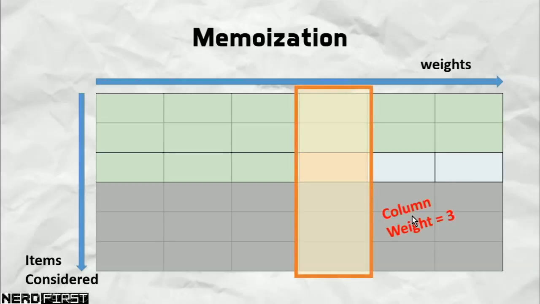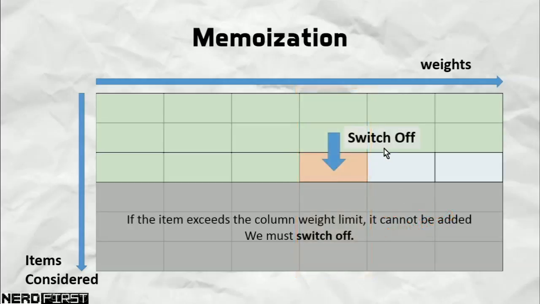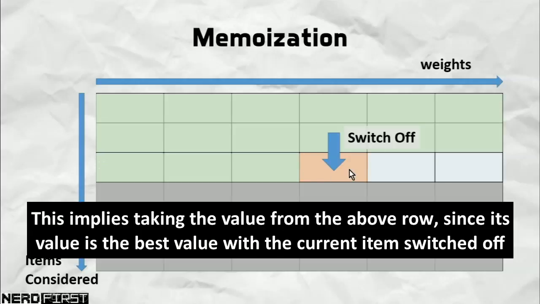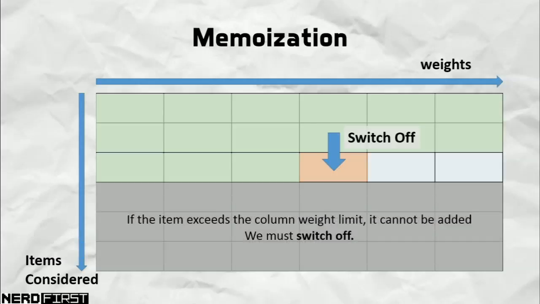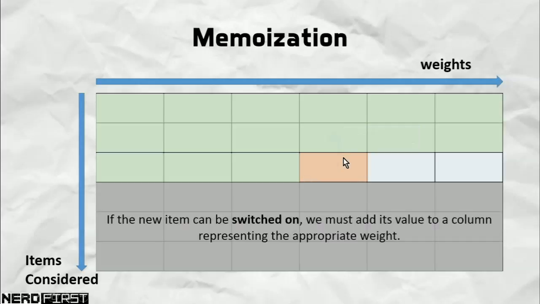Now, at the simplest case, we simply switch off. This happens when the item we're currently looking at, that is this particular item represented by this row, has a weight that is too big for this particular square. In this case, we have no choice but to switch off. Of course, if that is not the case, then we have to have more considerations. Essentially, if an item can be switched on, we need to do a little bit of checking. Let's say the new item we want to add has a weight of 2. Since this column has a limit of 3, this item can certainly possibly be considered here.